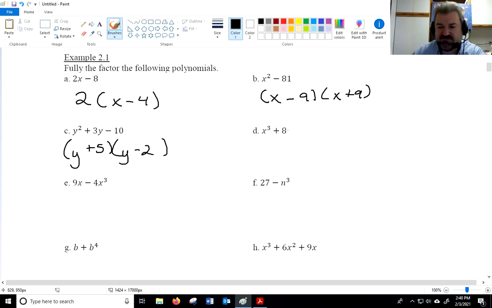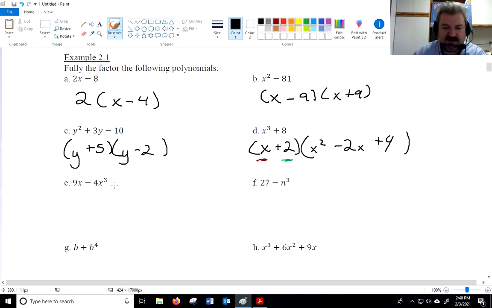Now we have x cubed plus 8, so we get to use our sum of two cubes pattern. You take the cube root of x cubed and the cube root of 8. 2 cubed is 8. Now I want you to look at this as if x is a and b is 2. So first you square the x, then you multiply these two together and change the sign, then you square the 2 to get 4.